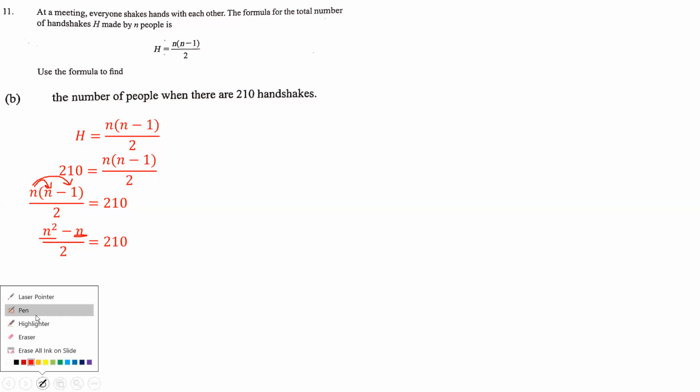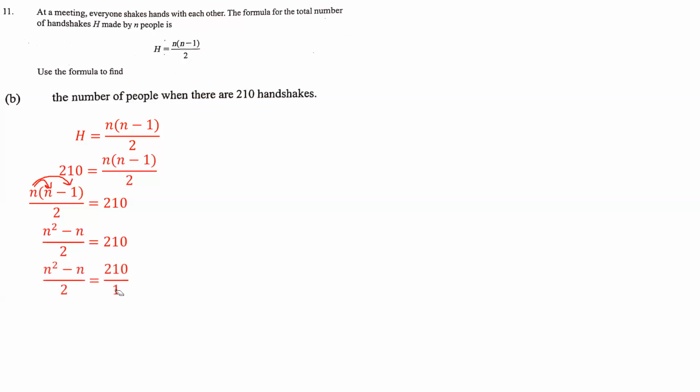Now, the idea here is that we have to put 210 over 1, and then cross multiply. When we cross multiply, we have 2 times 210, and we have 1 times n squared minus n. By the way, this is very similar to one question that we had before with finding the sum of the first n natural numbers. The only difference is that we have a negative inside instead of a positive. So we have 1 times n squared minus n, which is n squared minus n, and 2 times 210, which is 420.